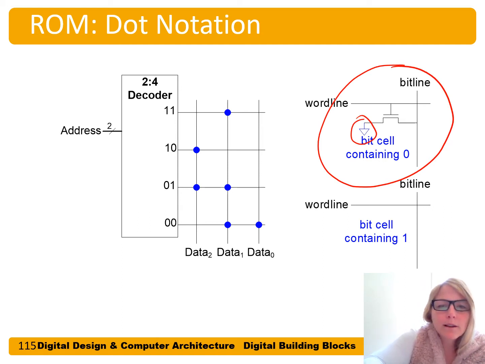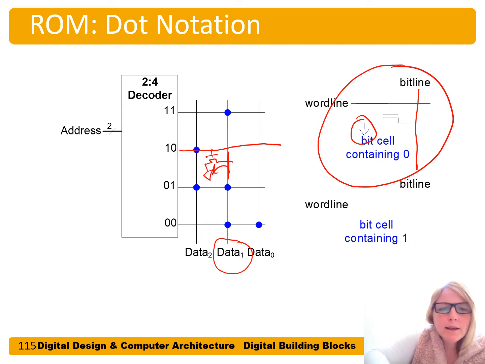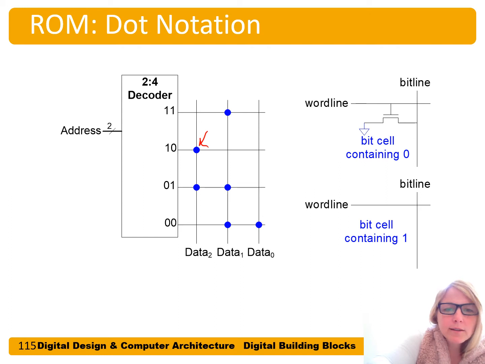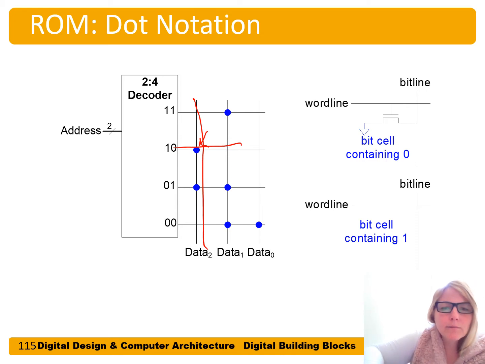So when the word line goes high, it's going to pull this bit line, in this case data bit 1, down to 0. If we draw it here, and that word line goes high, it's going to then pull that bit line down to 0. And where there's a 1, there's nothing there. So when the word line goes high, that line just stays at 1 instead of getting pulled down to 0.